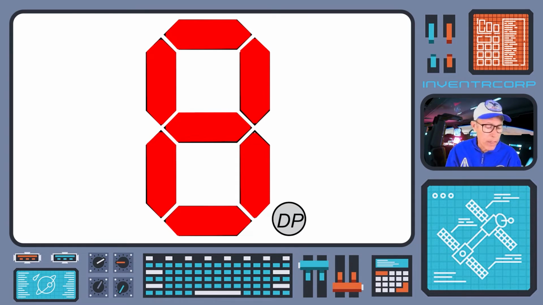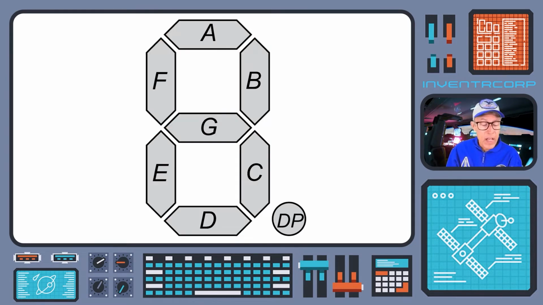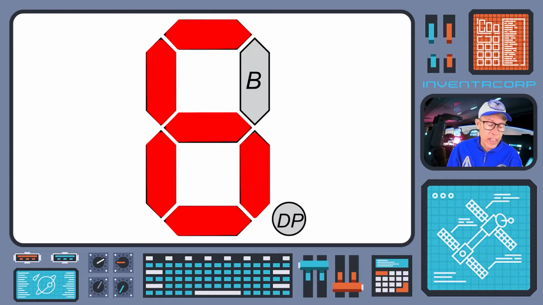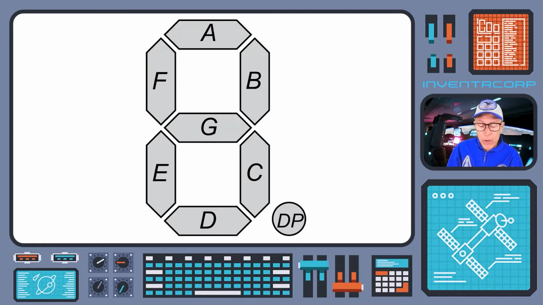And maybe if I wanted to make a 6, I could represent a 6 by illuminating A, F, E, D, C, and G and leave the other ones dark. So you get the general idea here. This is how we describe a 7-segment display. And what we need to wrap our minds around is how I can communicate to the display which of those segments I want to be illuminated.